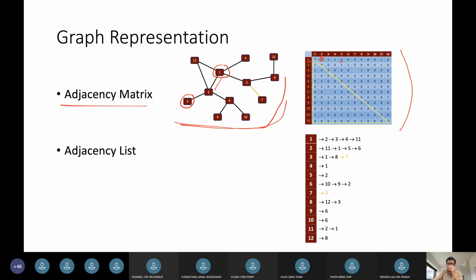So it's just simply like that, 1 and 0. 1 means that there is an edge connected to the vertices. 0 means that there is no edge, okay? And we also can write it as an adjacency list.